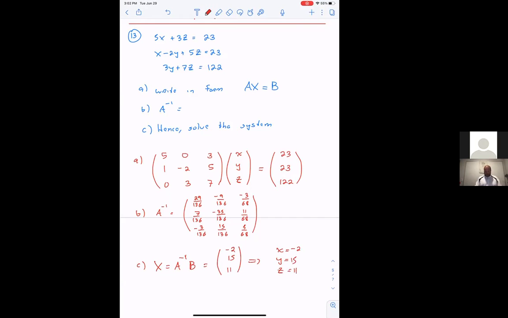If after all of that you get nice numbers as your answers, as opposed to decimals that go on forever, you probably did it correct. And this one was 7 marks.